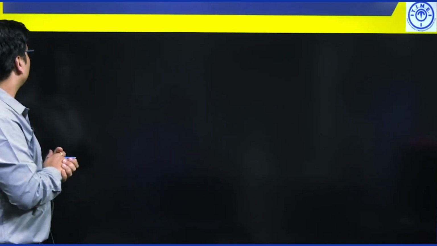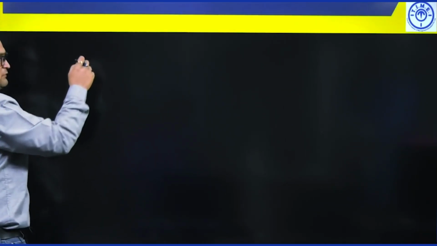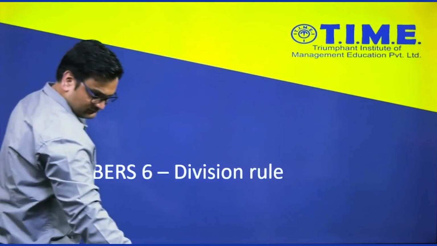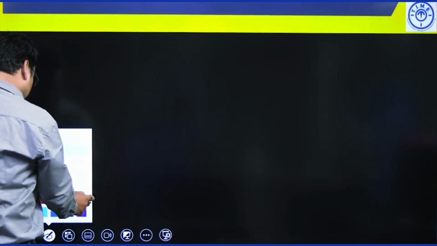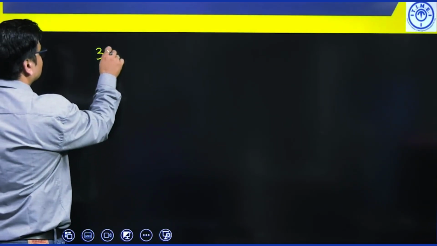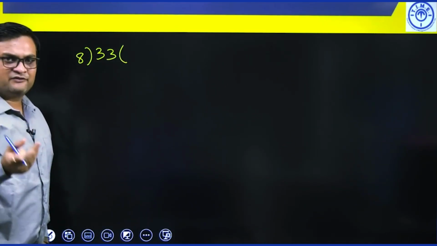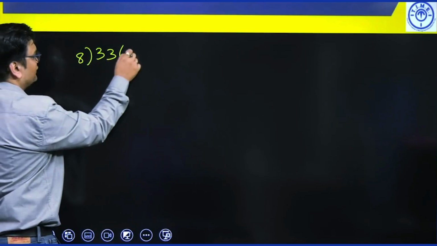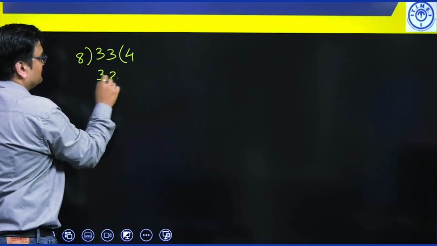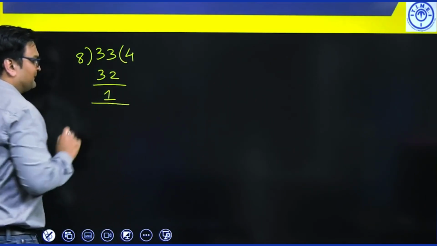Let us get started. We are talking about division rule today. When we divide any number, let us say 33 by 8, the way in which we carry out the division is, we say 8 will go 4 times, 32, and we will be left with a remainder of 1.